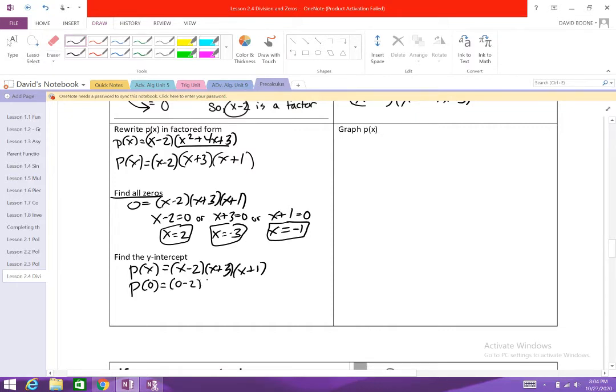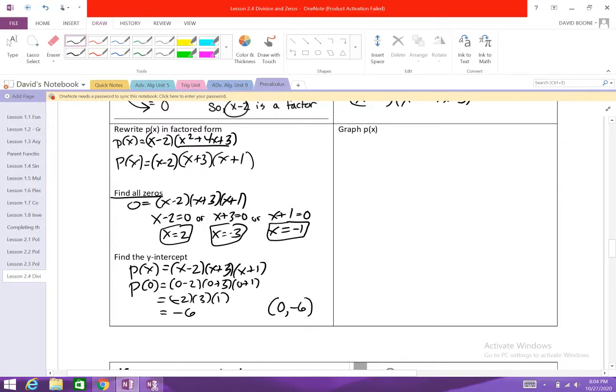So 0 minus 2 times 0 plus 3 times 0 plus 1. Well, this is -2, this is 3, and that's 1. And if you multiply that all out, it's -6. So our y-intercept is at 0, that's our x value that we put in, and -6.